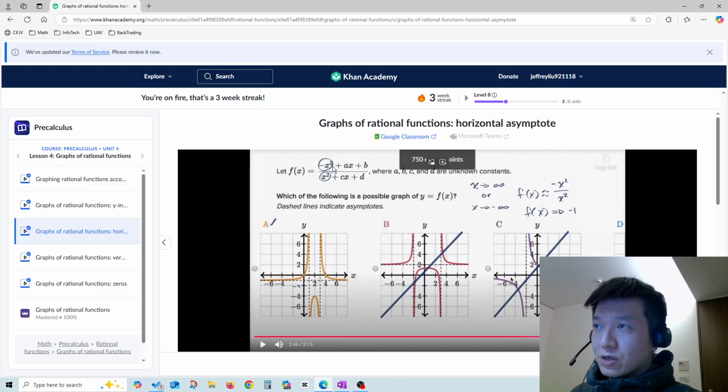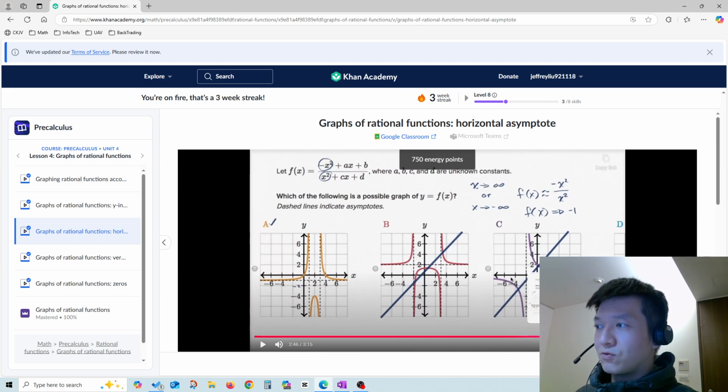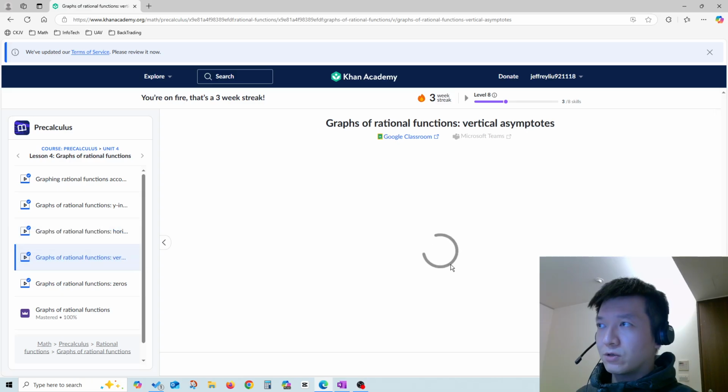So what you're gonna do here is use the horizontal asymptotes, which is dividing because they have the same degree. So you're just dividing the coefficients in the front, right? Which is minus 1 divided by 1, which is minus 1. Okay, so which one has the horizontal asymptote y equals minus 1? It's obviously A, right? Okay, so let's move on to another one, vertical.